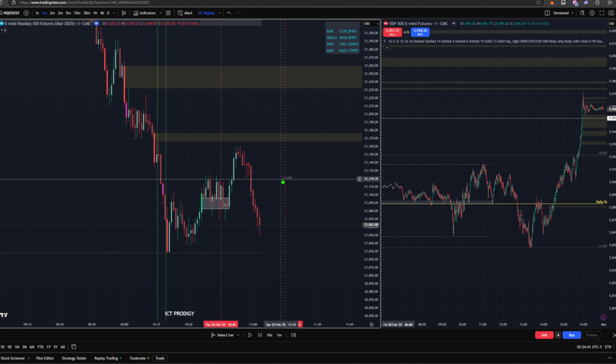It's so important that you have this on your charts, guys, because this will give you an indication if you want to be taking shorts or longs.